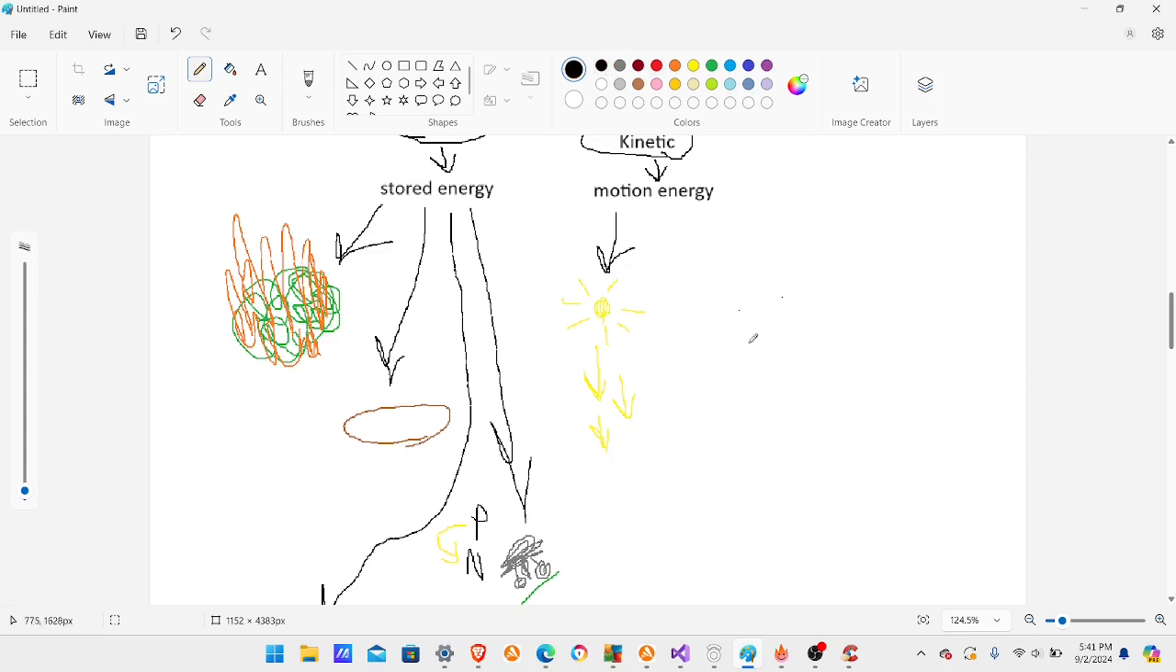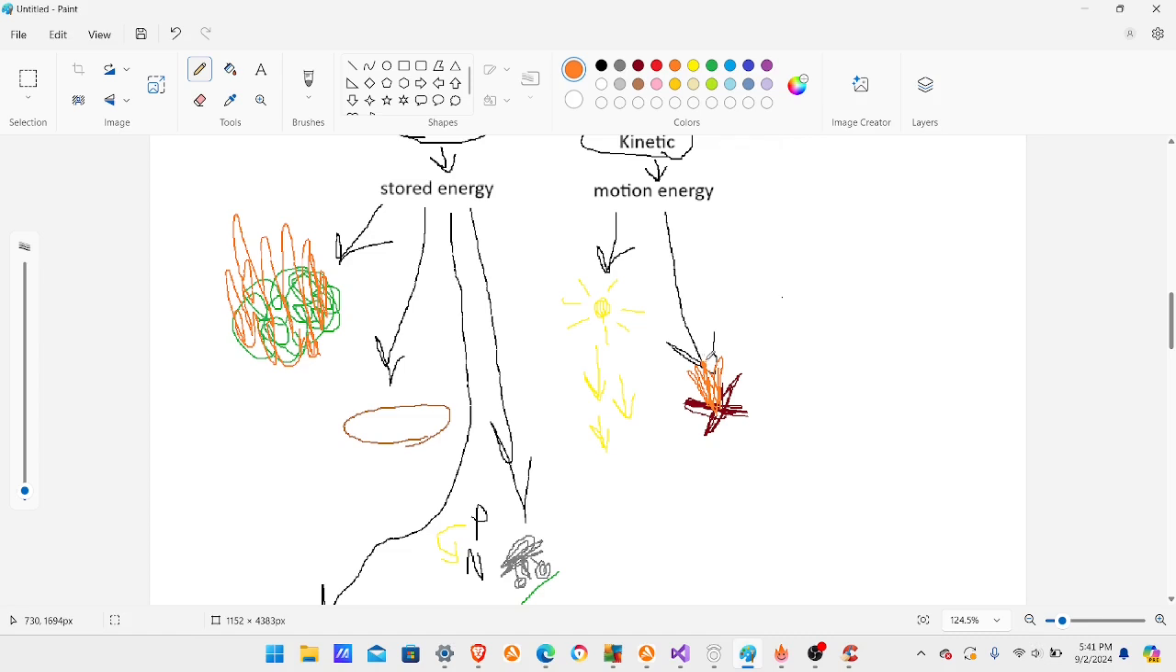So moving on to the next form of motion energy, it would be thermal energy. We talked about the example here of gas burning, but just to give a different example, let's say we have a campfire, and we have a match, and we just light it on fire. That would be thermal energy, heat energy.